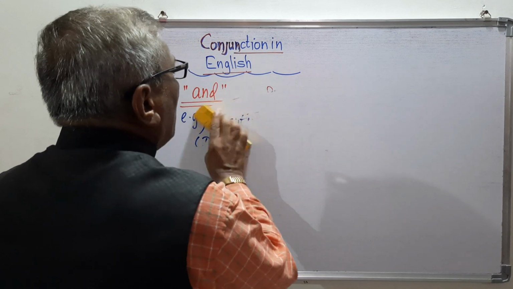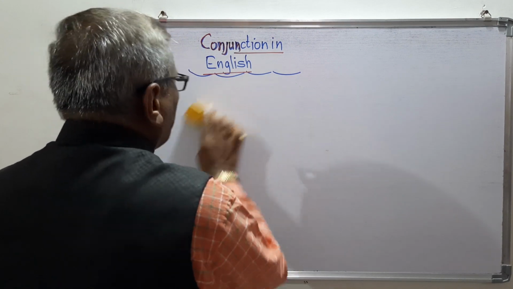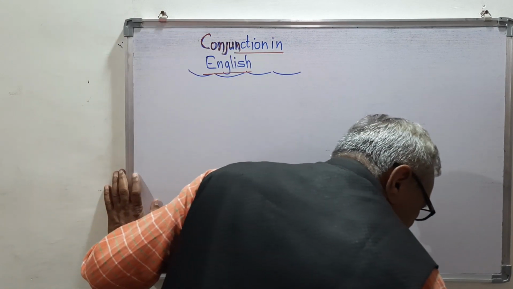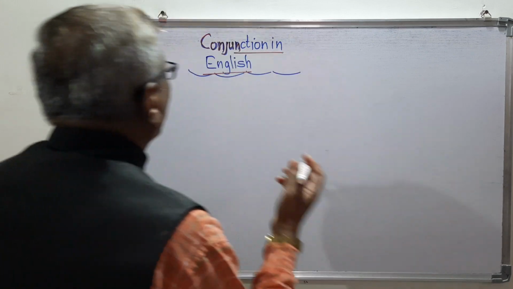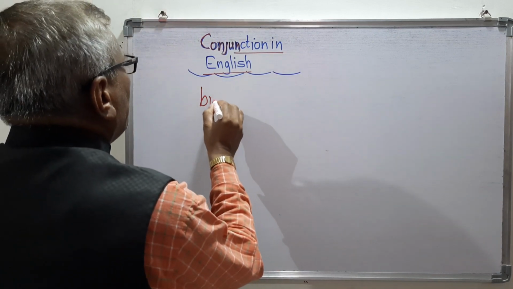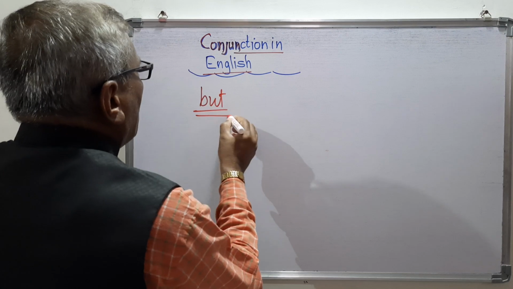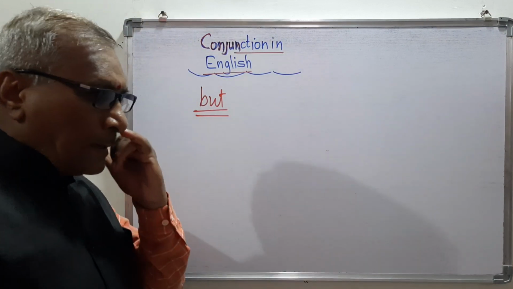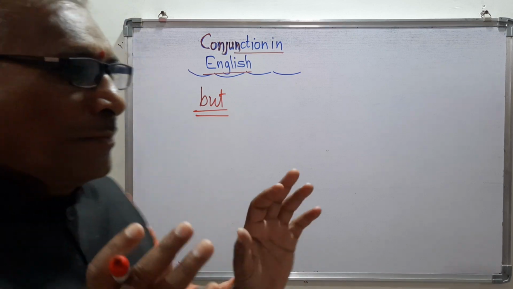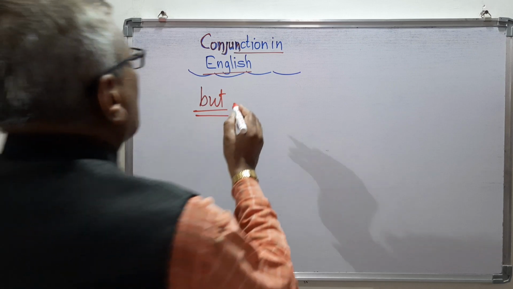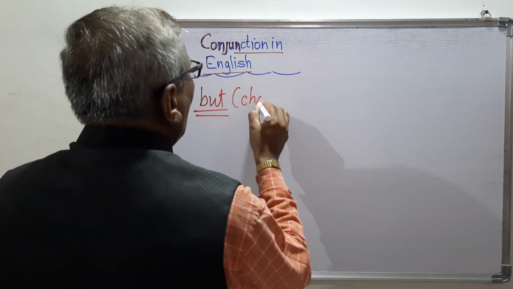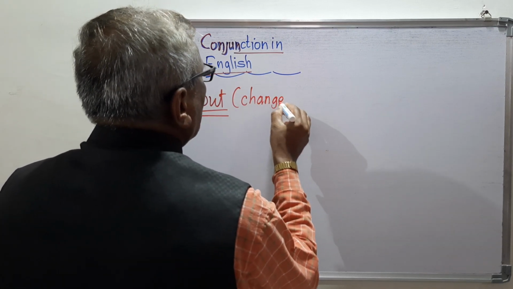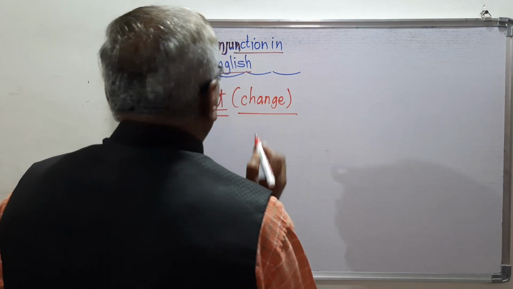Now we will discuss the next conjunction, and the next conjunction is but. What is the conjunction? But. But means there is some change. This but shows the change. How? See how this but shows the change.